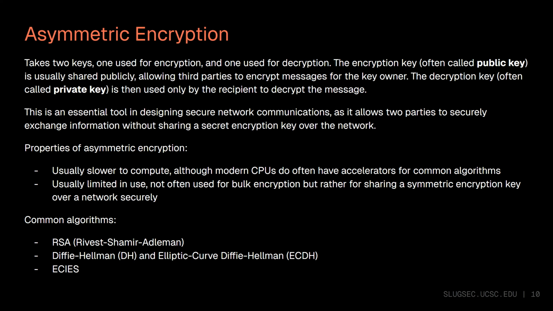Some properties of asymmetric encryption: it's usually slower. Most algorithms that do asymmetric encryption are usually not as performant because they're just more complicated. The math behind it is more complicated, although modern CPUs do still have accelerators for it. Another thing about asymmetric encryption is that it's usually limited in how it can be used. Symmetric encryption, on the one hand, can be used to encrypt pretty much any amount of data you want. So you can use a symmetric algorithm like AES to encrypt terabytes' worth of data with the same key.